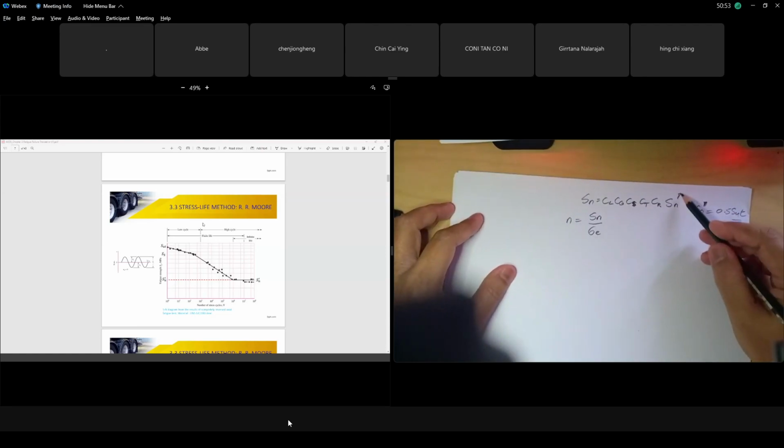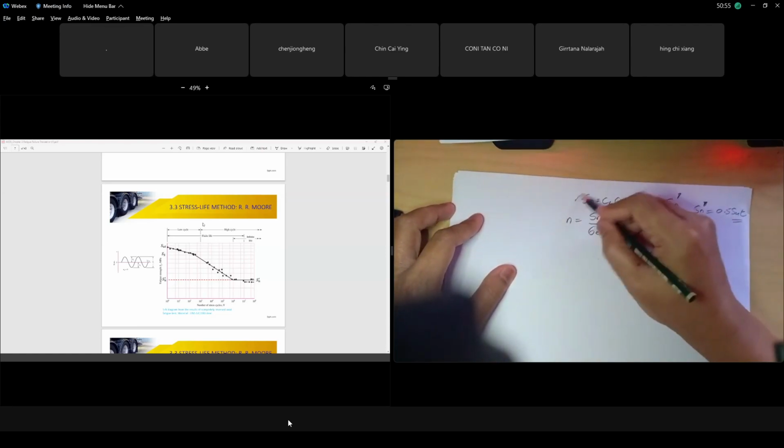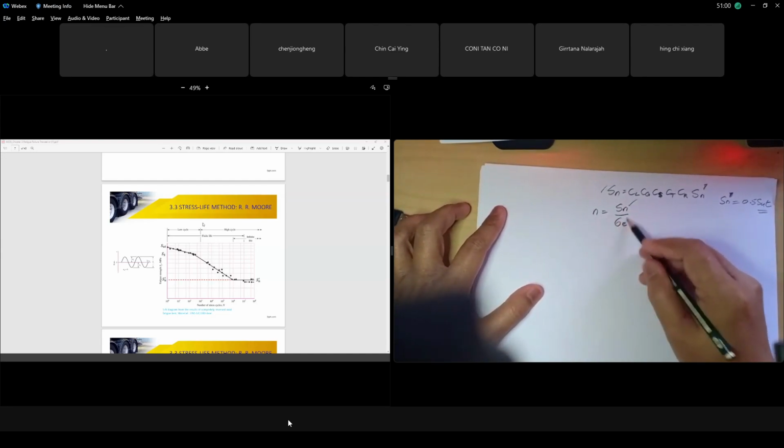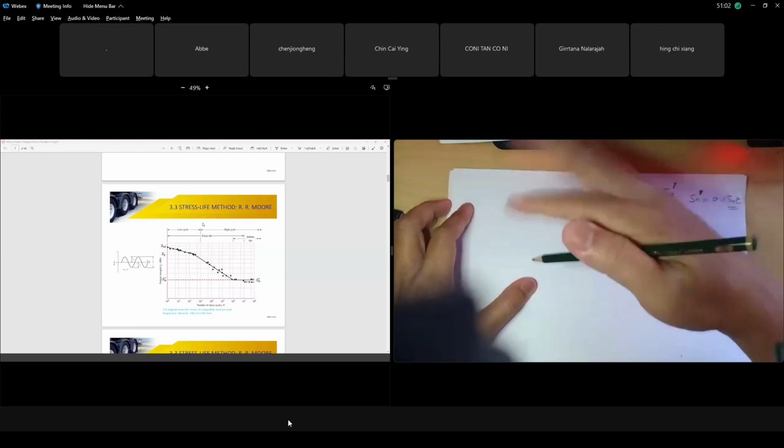Now this is the standard test, 0.5. So you can get your SN. So your SN here is the numerator, and the denominator is your sigma E. Remember sigma E? Okay, this is a rough equation.